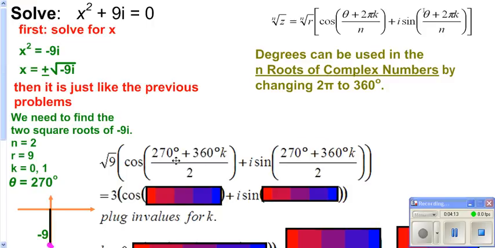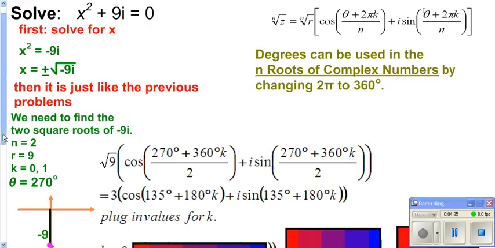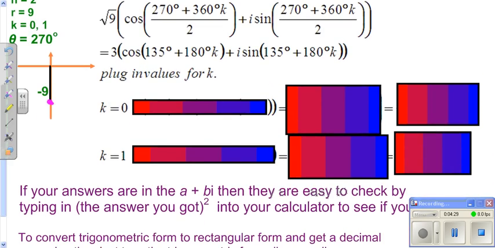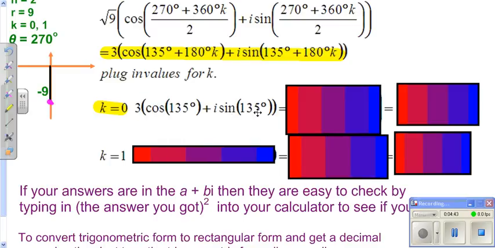Now in this case, you could take a 2 out of each one of these. So a 2 out of your 270s, a 135. Your 2 out of your 360s, a 180. So it simplifies down to this. Now all we want to do is to go ahead and plug in our values for k into our formula. So we're going to start off by plugging in 0. Well, 0 causes the 180k to drop out, leaves you with just your 135. So you have a 3 cosine of 135 plus i sine of 135. So this is your answer in trig form.